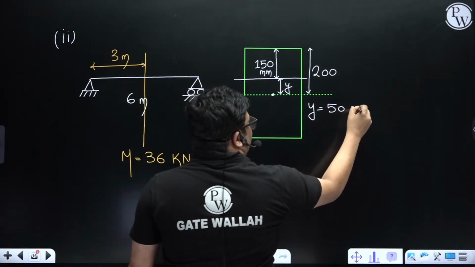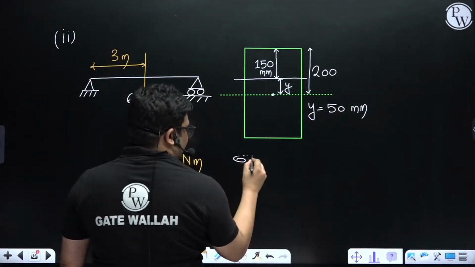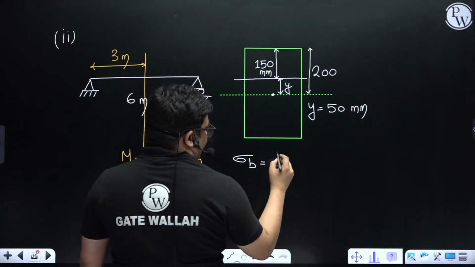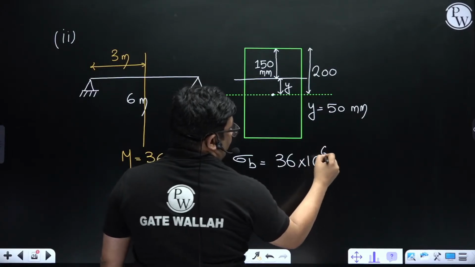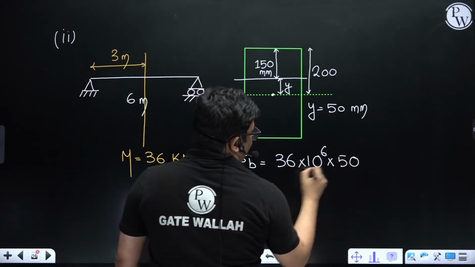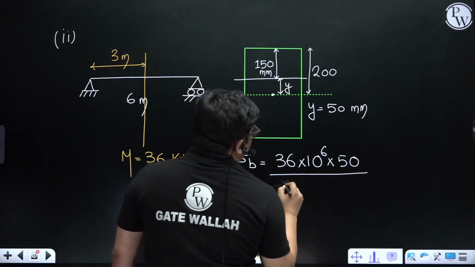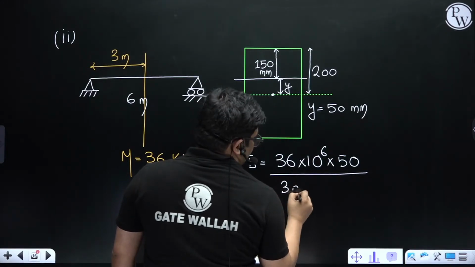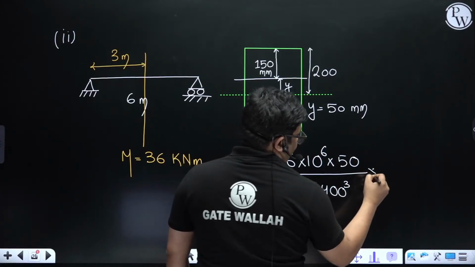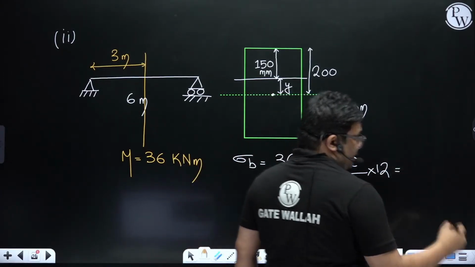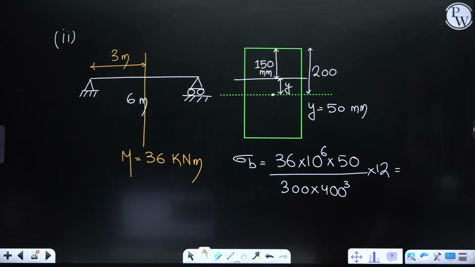So if y is 50 mm, now we can find out the bending stress. Same equation, I'm writing the values: M y by I, where I is B d cube divided by 12. How much are you getting for this bending stress? You will be getting 1.125, I think. 1.125.